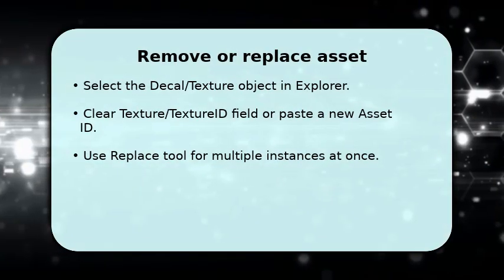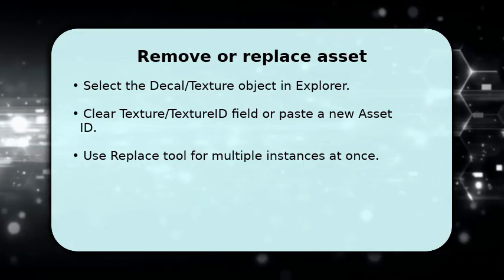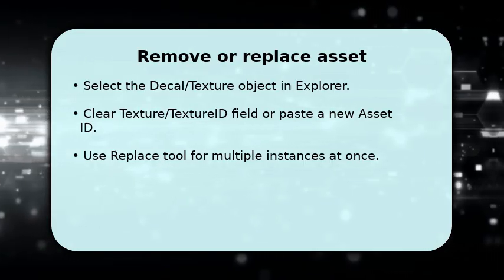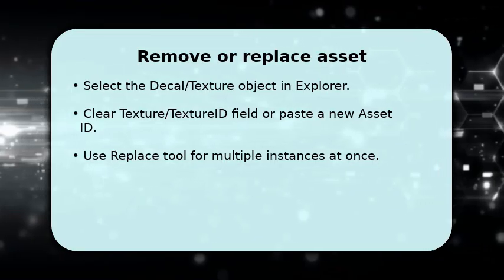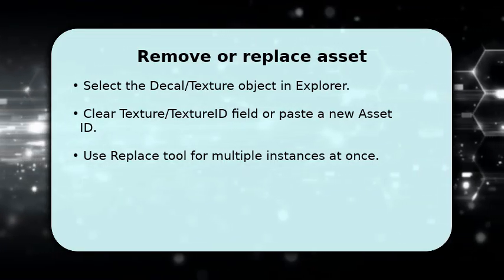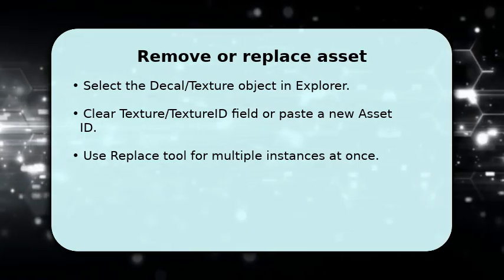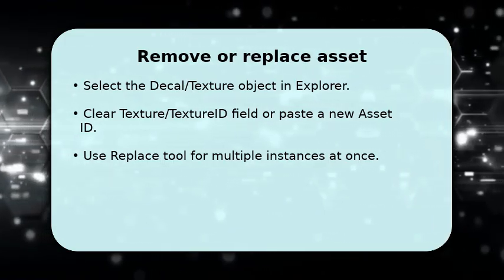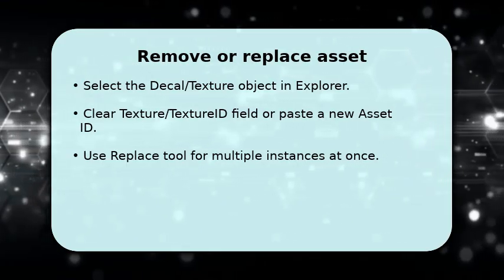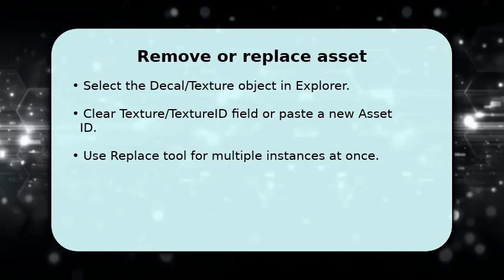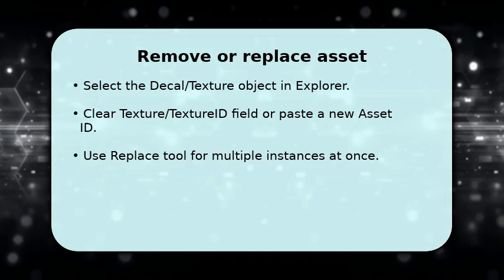You now take action. Select the decal or texture in Explorer, then focus on the Properties pane. Remove the texture or texture ID value by clearing the field, or paste a replacement asset ID if you want a new image. If multiple objects share the same texture, use the Edit Find and Replace feature or a small script to iterate through descendants and change texture ID in bulk. Make sure to preview changes in the viewport so lighting and UVs still look correct.